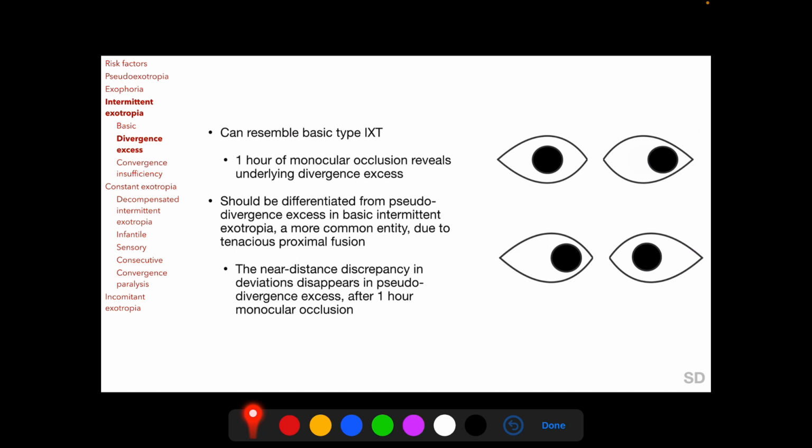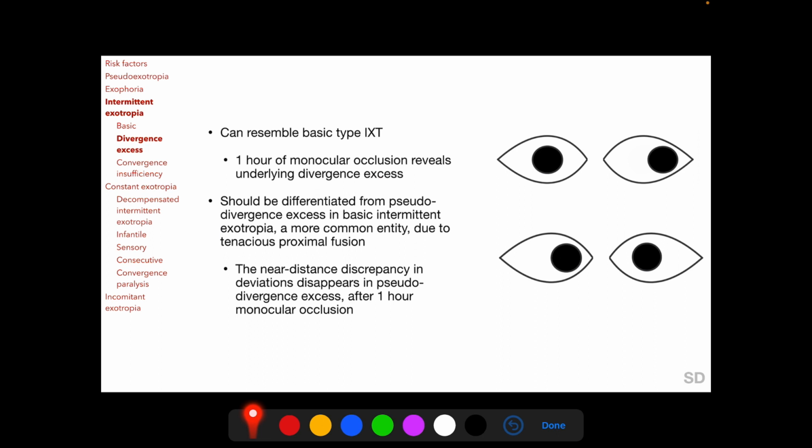On initial examination, a divergence excess IXT can resemble a basic type IXT, with the measured deviations at near and distance fixations being similar. But following 1 hour of monocular occlusion, the underlying divergence excess will be revealed and we will be able to diagnose the true divergence excess nature of the intermittent exotropia.